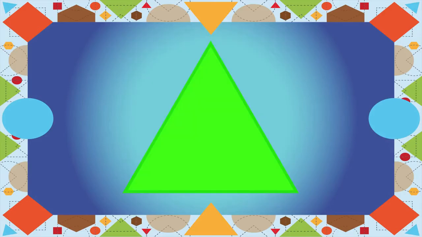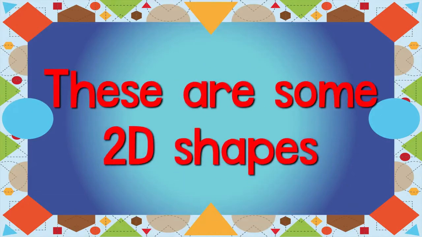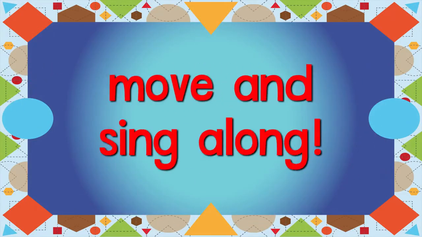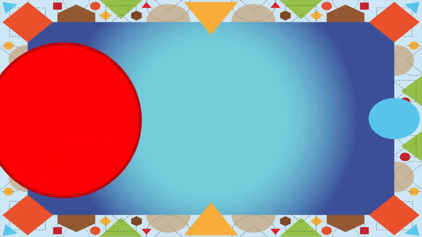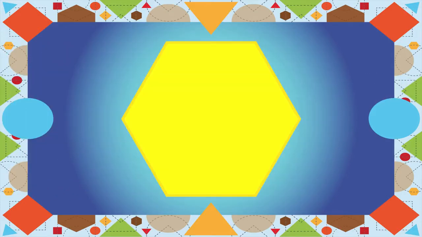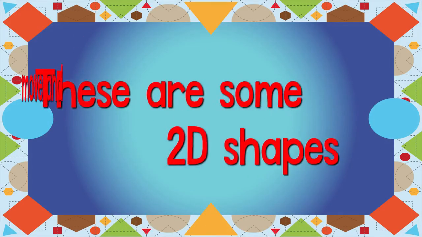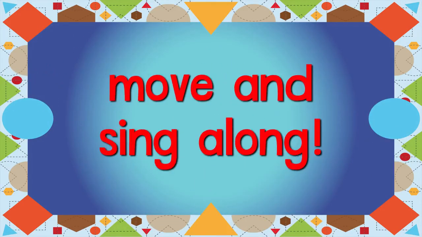Circle, square, triangle, rectangle, hexagon, and rhombus. These are some 2D shapes. Move and sing along.